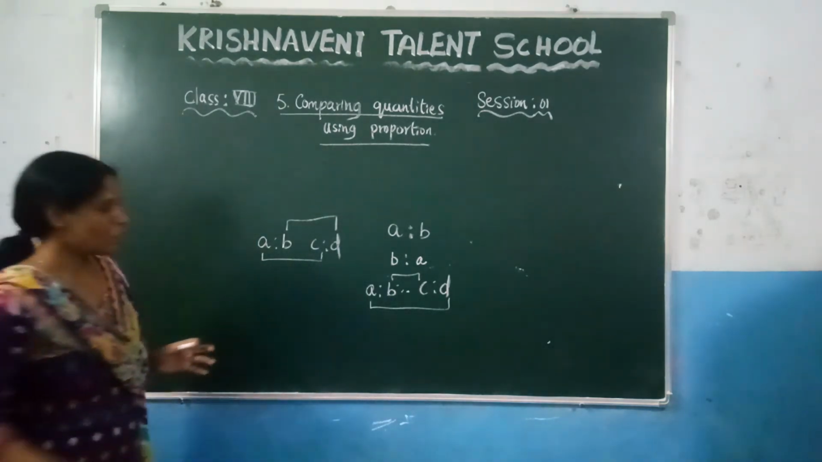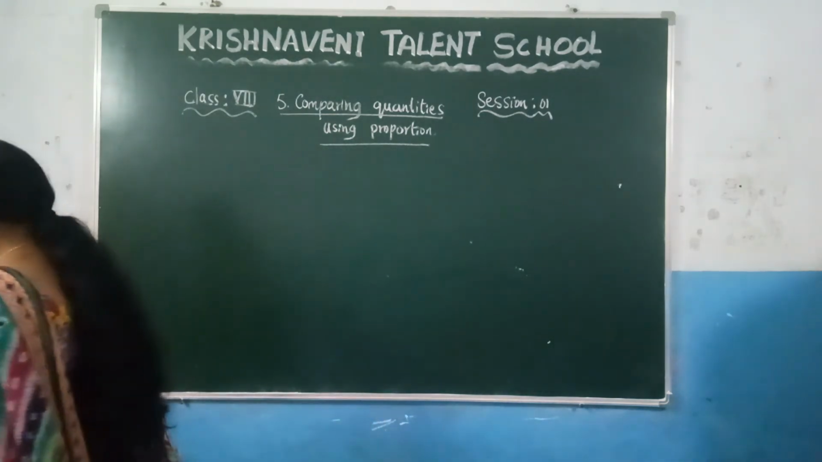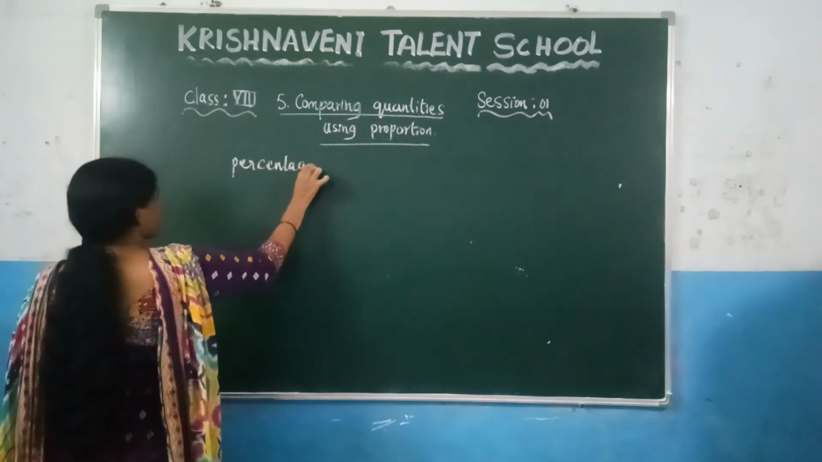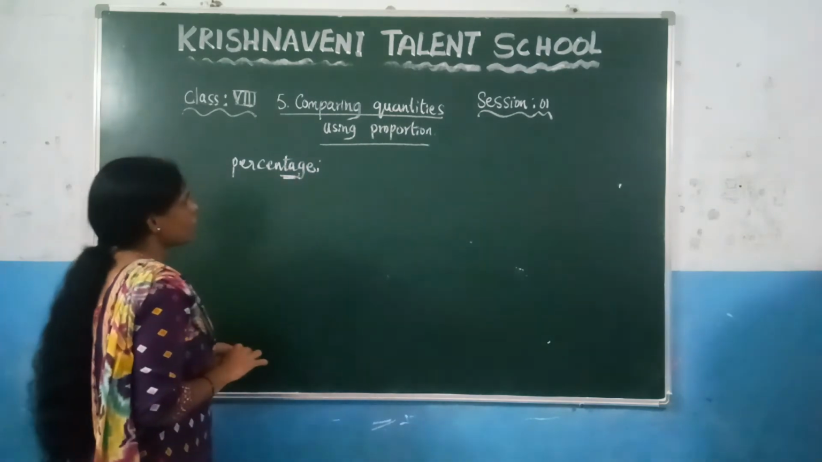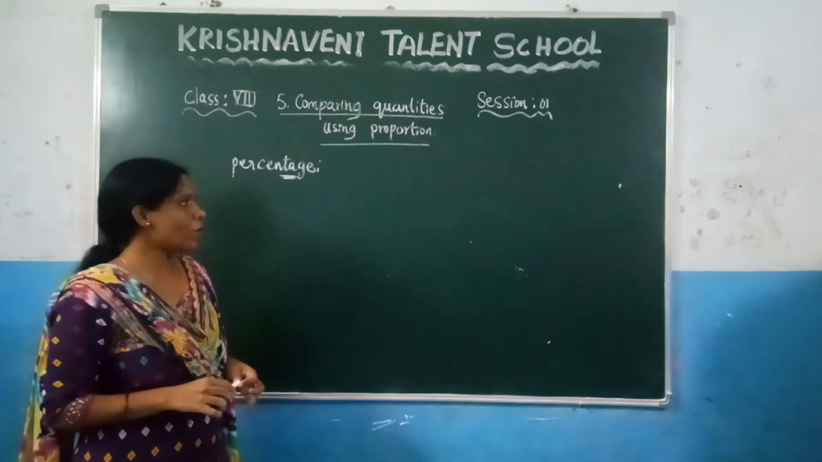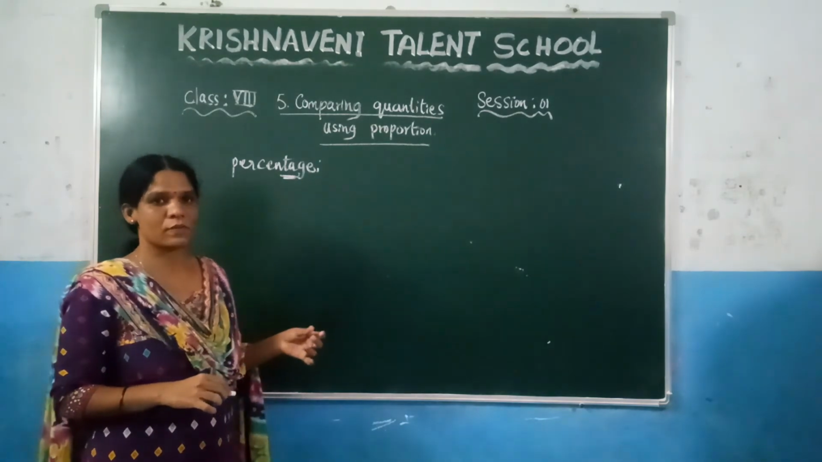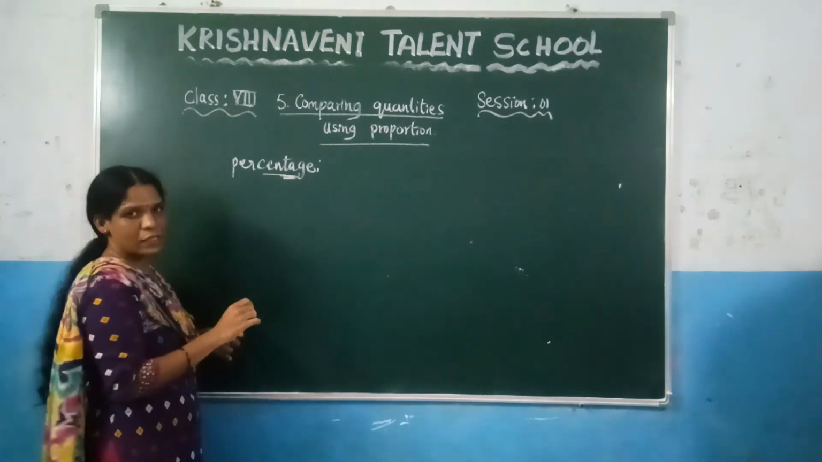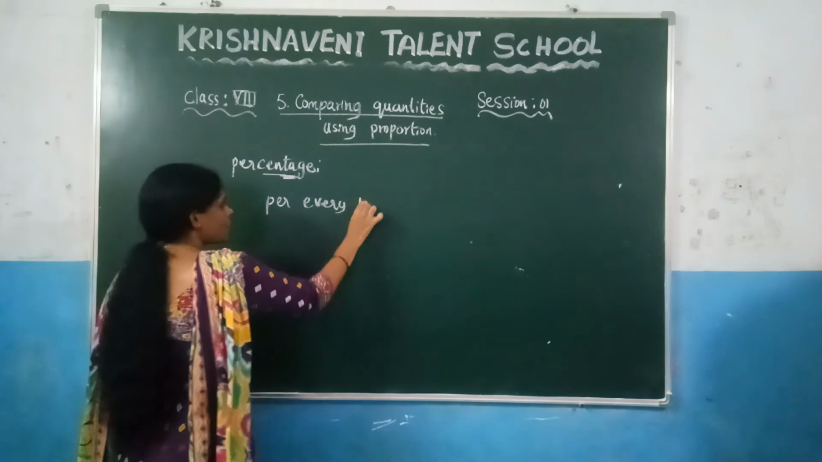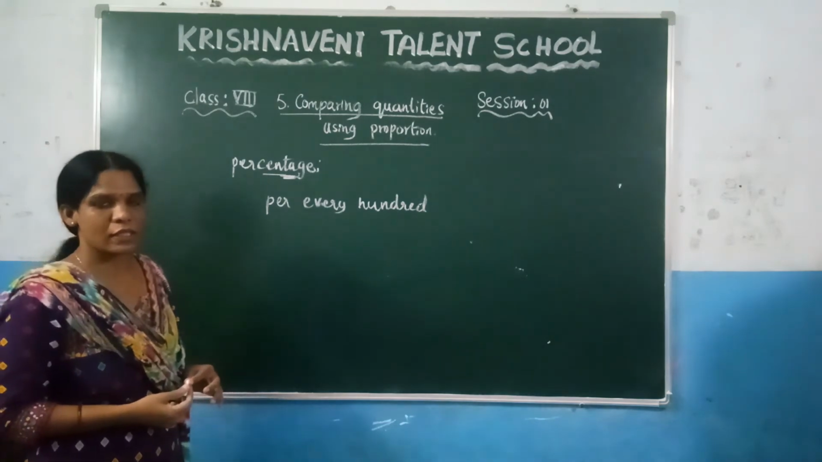Now see the next one, which is the percentage. We already discussed there are two methods to compare quantities. One is the ratio and the other one is the percentage. We already discussed the ratio. Now see the percentage. What is the meaning of percentage? The name itself says percent. Cent is nothing but 100. So for every 100 you need to calculate the percentage. This is nothing but the percentage.